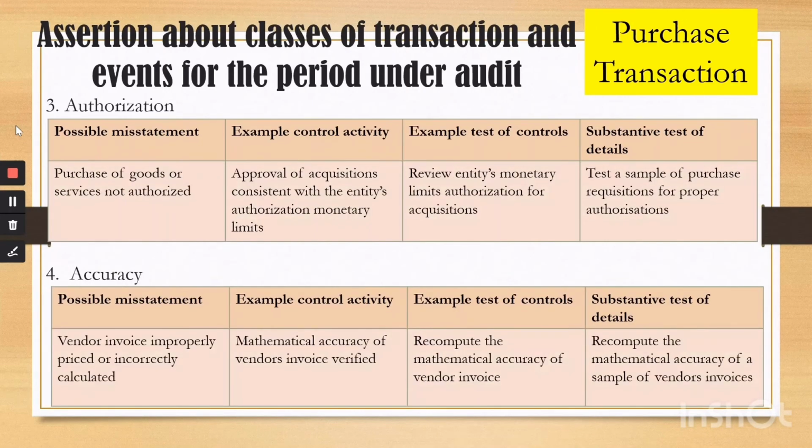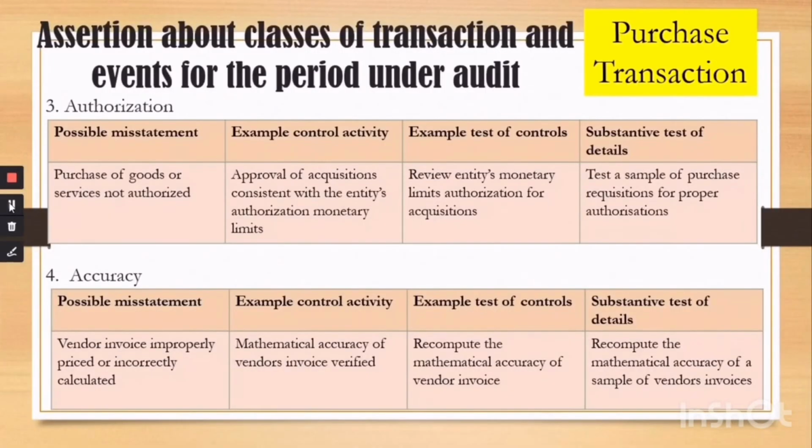The third assertion is authorization, which means that all purchases are properly authorized. The possible misstatement due to authorization is that purchases of goods or services are not authorized by the authorities. Therefore, the test of control that can be done is reviewing the entity's monetary limit for acquisitions. The auditor can do more tests by testing a sample of purchase requisitions for proper authorization.